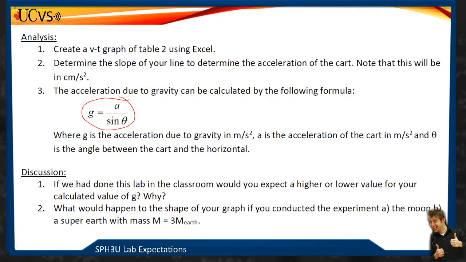And then number 2, what would happen in our graph? How would the graph change? What would the shape of the graph change if we'd done the exact same lab on the moon, or if we did it on a super Earth that's triple the mass of Earth? How would that affect the shape of our graph? Okay. All right. What about expectations for the lab?